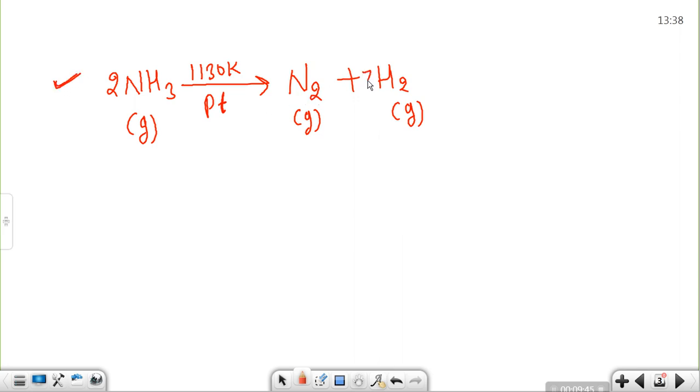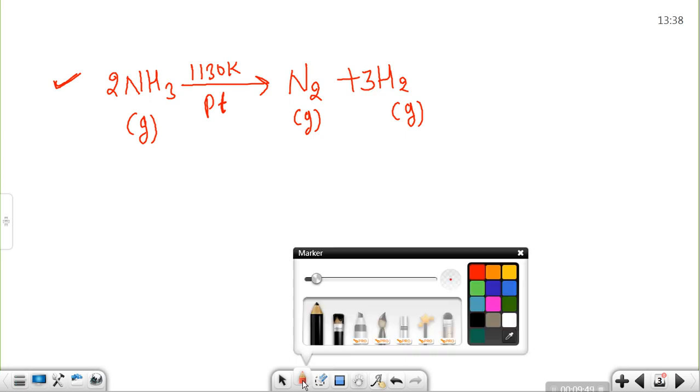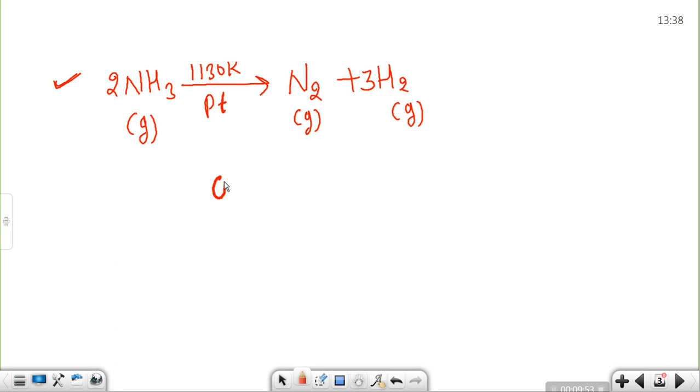It is the example of a zero order reaction. For this reaction, what is the order of reaction? For this reaction, the order of reaction is 0. Order of reaction is equal to 0 because order of reaction is an experimental concept and it is the sum of the powers of the concentration of reactants in a rate law expression.